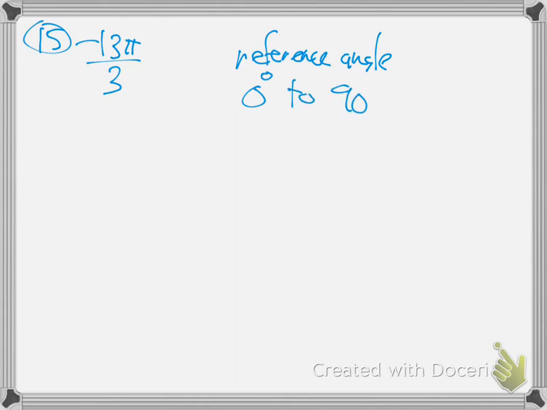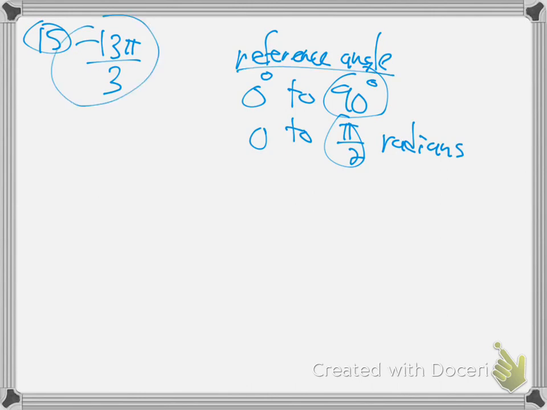So minus 13 pi over 3. They want me to find a reference angle. What's a reference angle? It's an angle between 0 and 90 degrees, or 0 and pi over 2 radians, right? 90 degrees is pi over 2 radians. So they want me to find a reference angle in that zone. It's going to be the same angle as that. How am I going to do that?